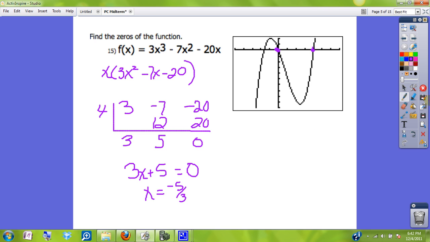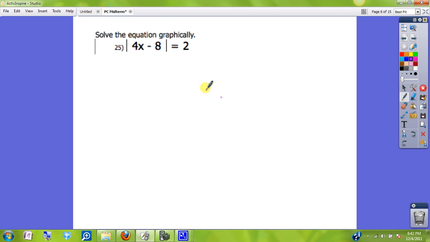All right, so let's sum this up. Our 3 zeros are at x equals 0, x equals 4. You have to excuse me, I'm not used to this pen tablet, and -5/3.